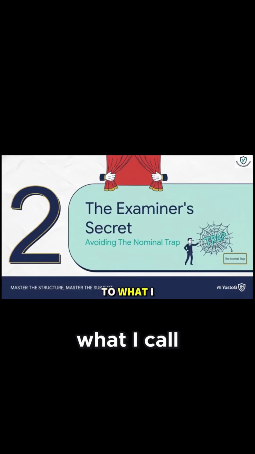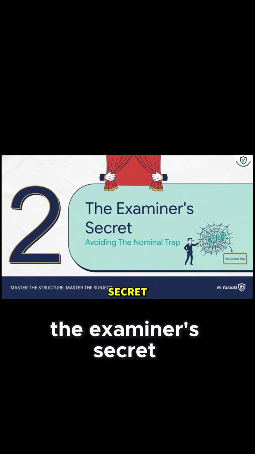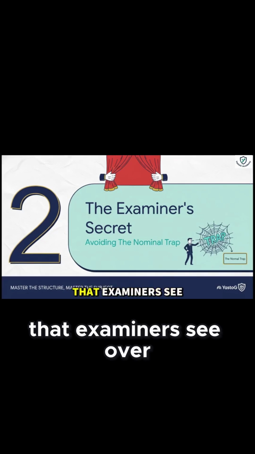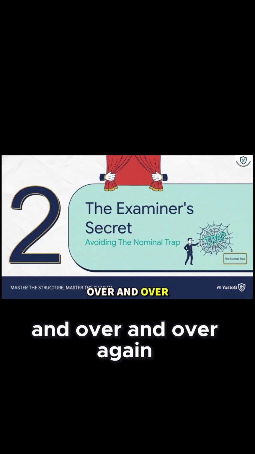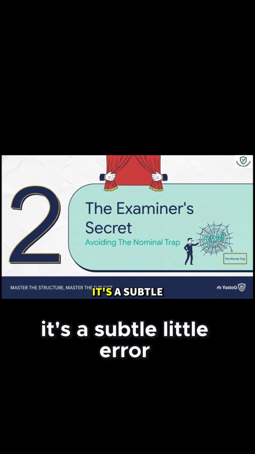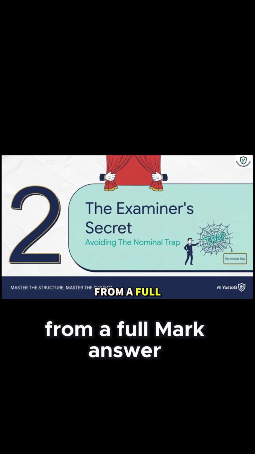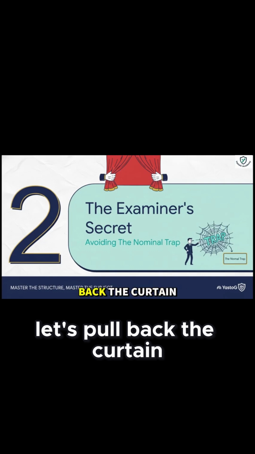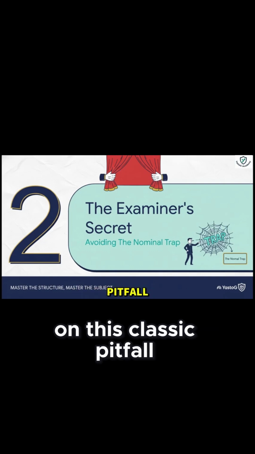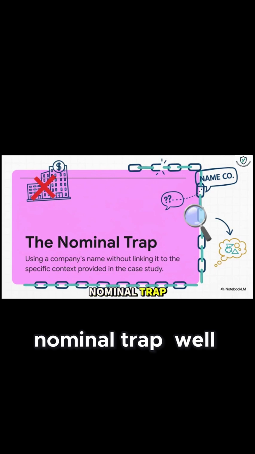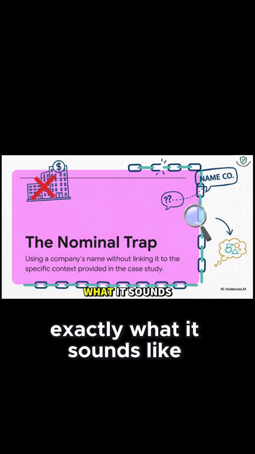This brings us to what I call the examiner's secret. You see, there is a very, very specific mistake that examiners see over and over again. It's a subtle little error, but it's what separates a decent answer from a full-mark answer. So let's pull back the curtain on this classic pitfall, the nominal trap. So what on earth is this nominal trap? Well, it's exactly what it sounds like.